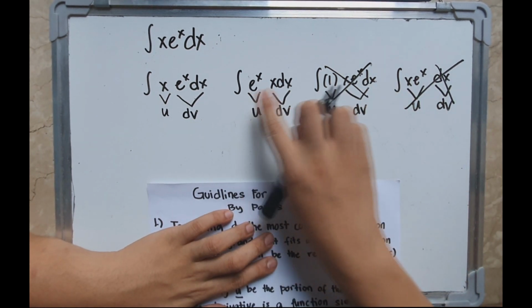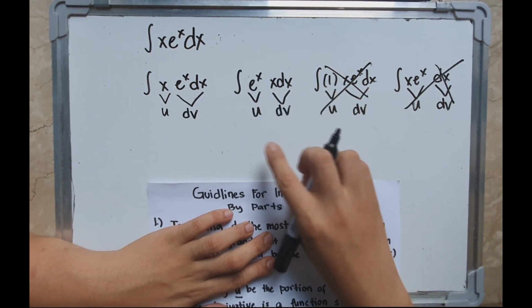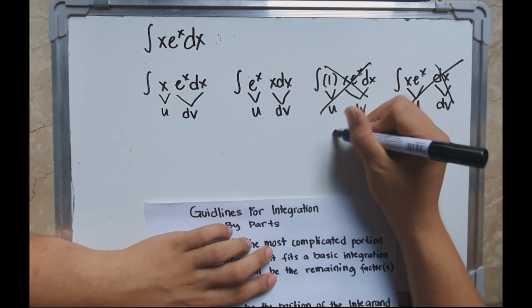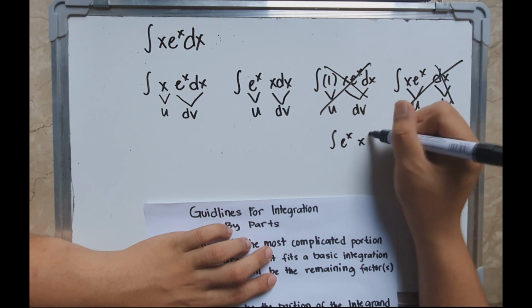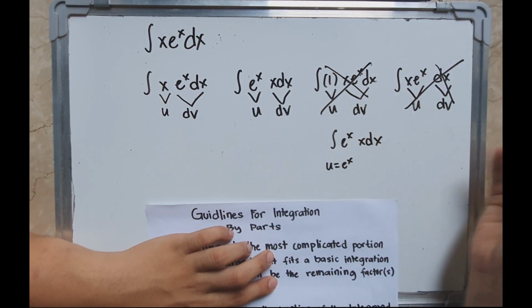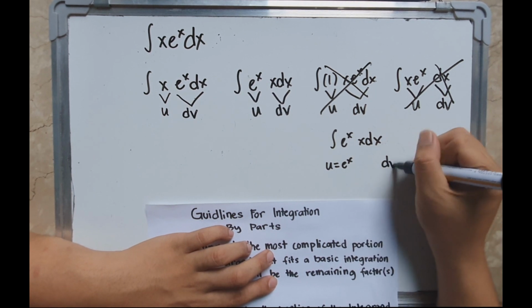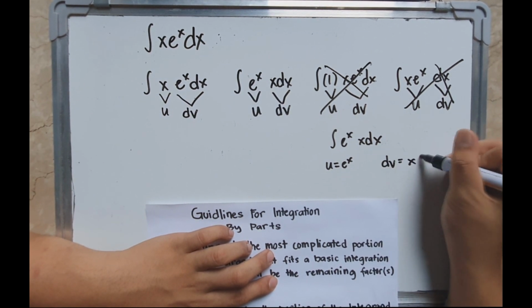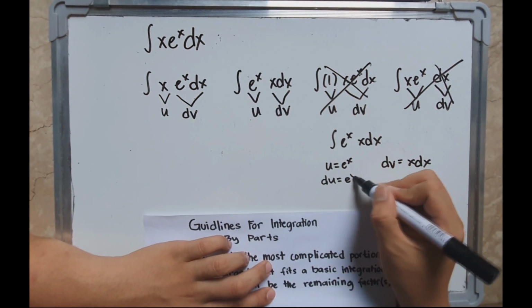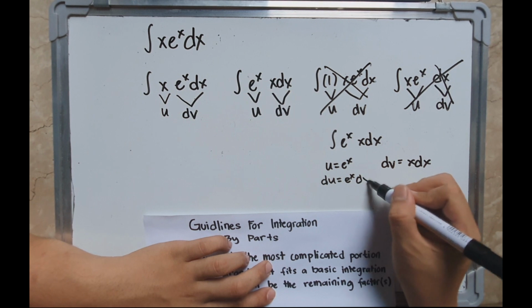So if we choose this one, the integral of e to the x times x dx, let's try this one first. We assign u as e to the x. We assign dv as x dx. The derivative of u, that is e to the x dx.